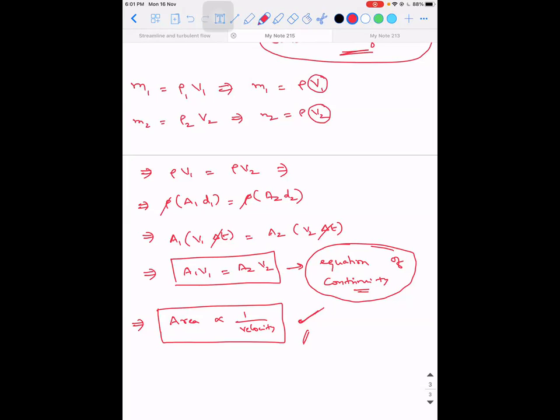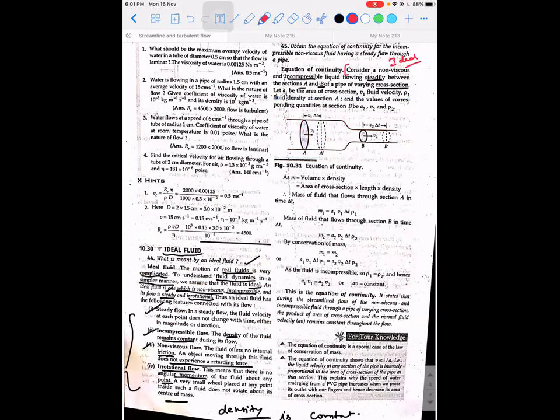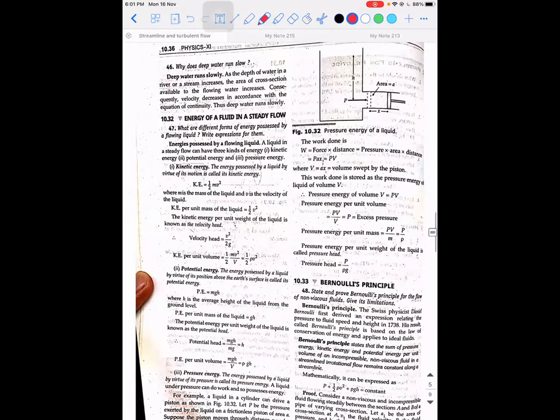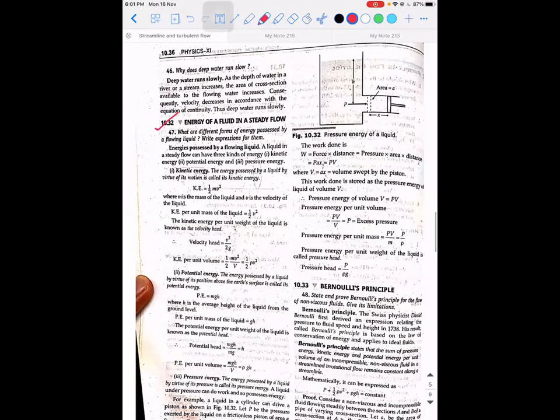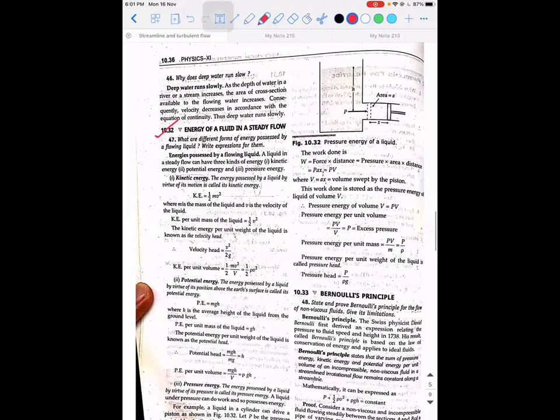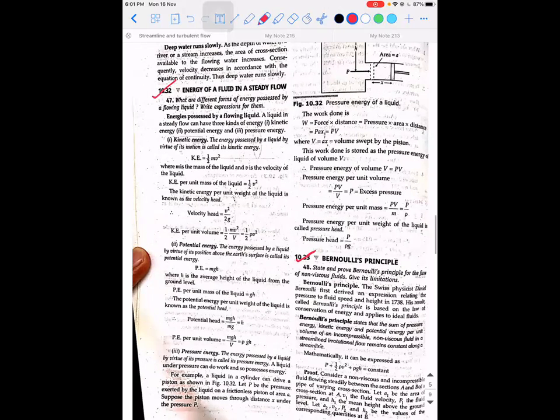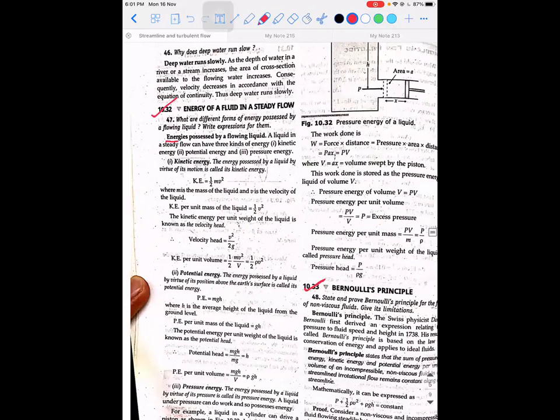I'm going to the next concept. The next concept is energy of fluid in steady flow. So whenever there is a liquid which is in motion, what are all the types of energies we can speak about? Okay, that's what we are going to see. Based on this, we will see a theorem called Bernoulli's theorem, or generally we call it Bernoulli's principle.